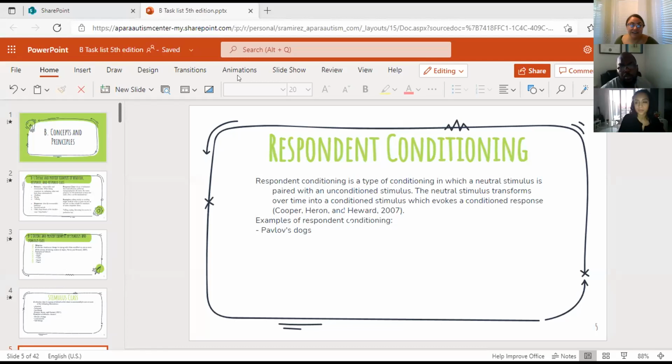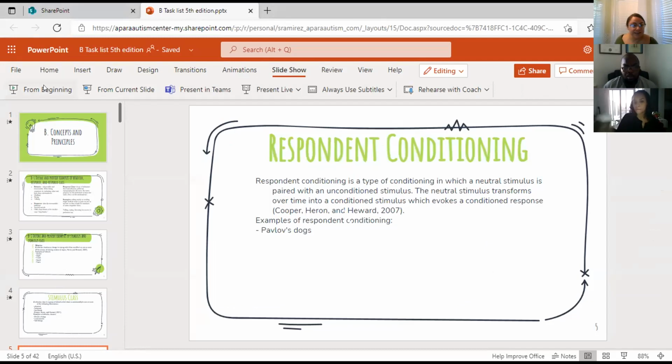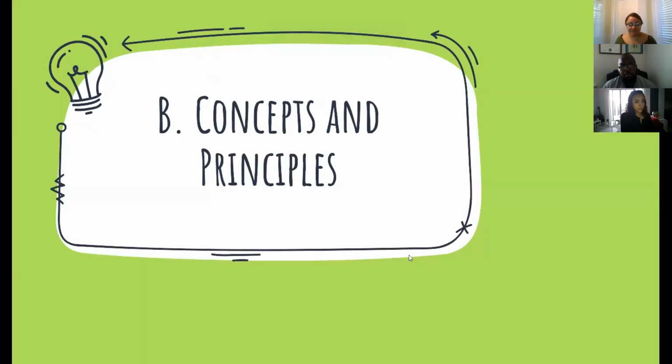Okay, so I figure if we can talk through the concepts together, give examples, and understand it together, it will make better sense to us. Should I start a slideshow? Okay. You guys see it? Yep. Okay, so concepts and principles. This is off of the 5th task list, but it doesn't really matter. It's all the same stuff.